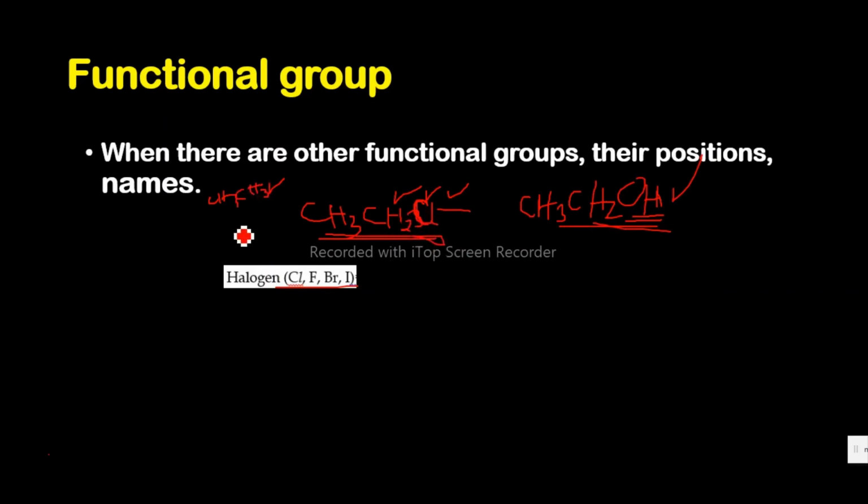Now, in case you have those functional groups, and if you have a halogen, for example, chlorine, then it is named as chloro. If it is fluorine, it is named as fluoro. If it is bromine, it is named as bromo. And if it is iodine, it is named as iodo.